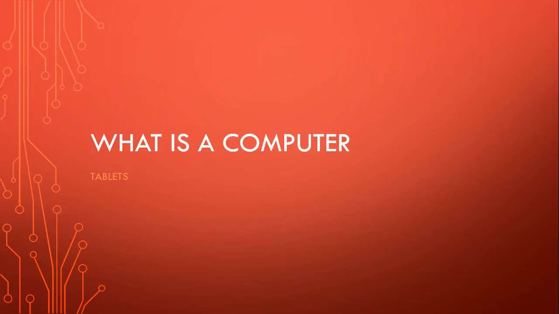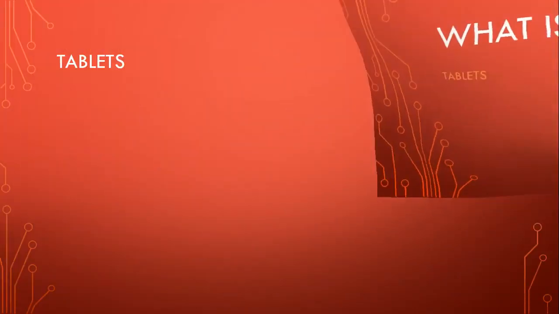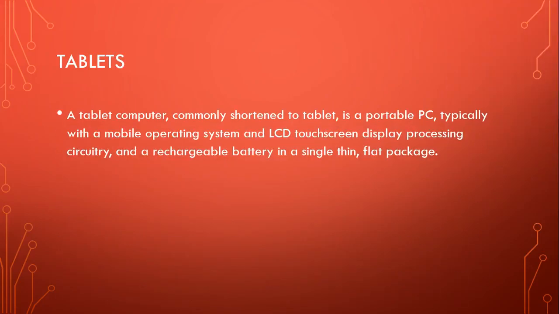And welcome back. We are now going to talk about tablets because we need to segue and talk about two smaller devices on mobile technologies. So let's talk about tablets. Now, a tablet computer, which we commonly shorten to tablet, is a portable PC typically with a mobile operating system, an LCD touchscreen that displays processing circuitry, and a rechargeable battery in a single thin flat package. So our one-piece mobile computer.